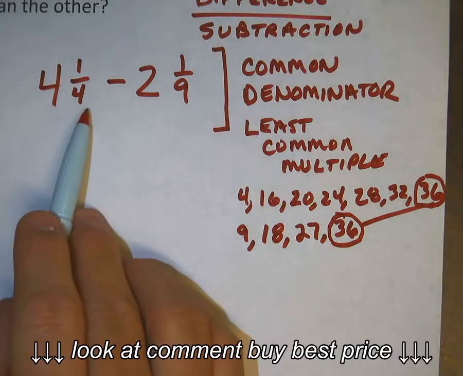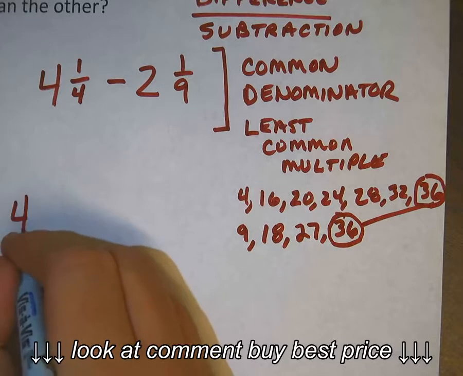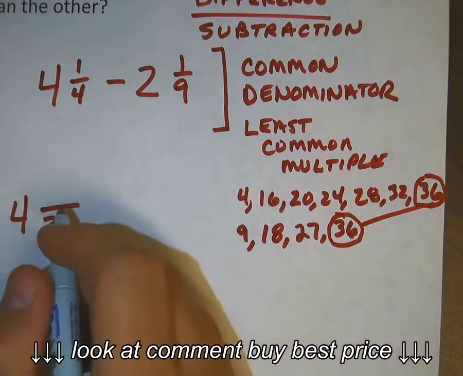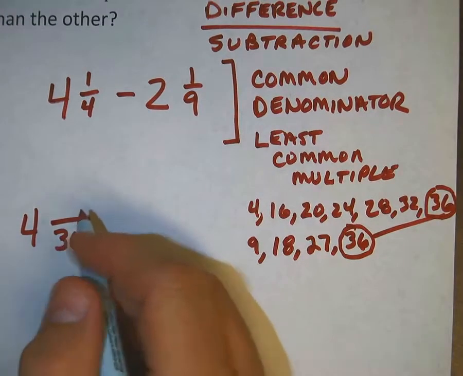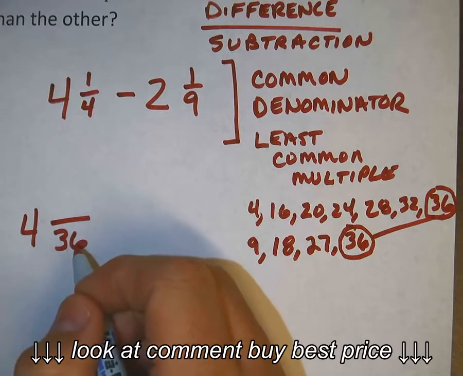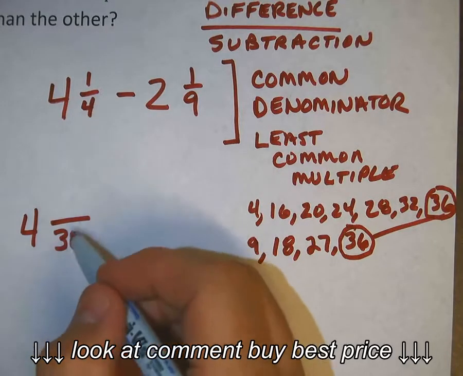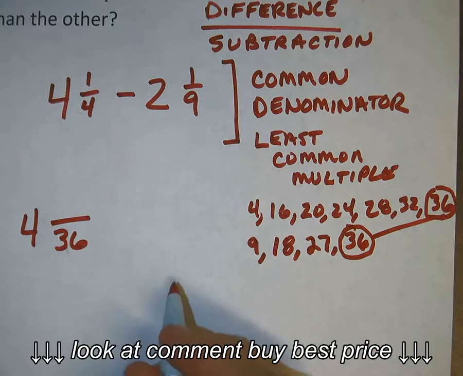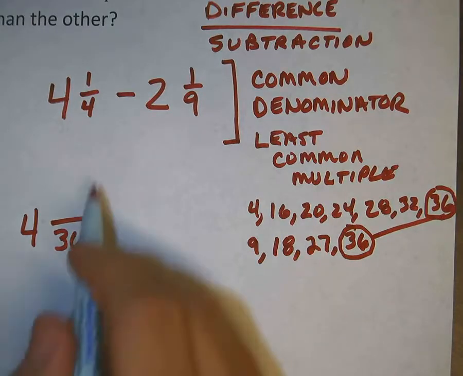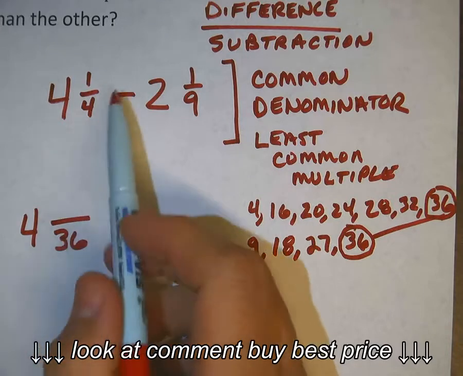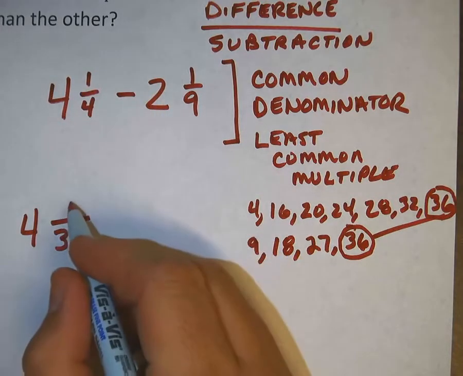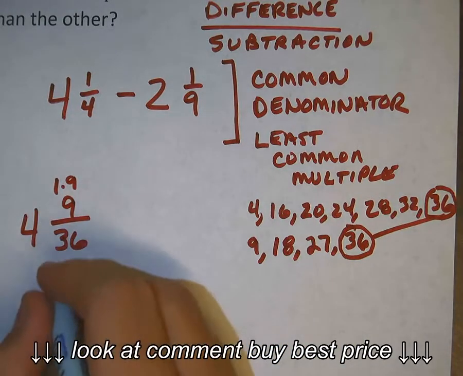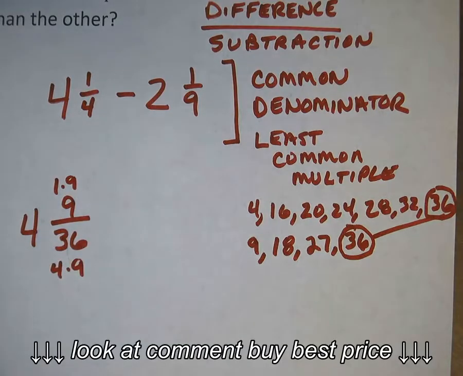So I need to write 4 1/4 as 4 and something over 36. Well, the first tendency is to just put 1 there, but I can't do that because 1/4 is not equal to 1/36. Look at my fractions, 4 and 36. What do I have to multiply 4 by to get 36? Well, if I can't remember, 36 divided by 4 is 9. So if I multiply my denominator by 9, I need to multiply my numerator. So 1 times 9 is 9. I'm going to write this down here so you see where that came from.